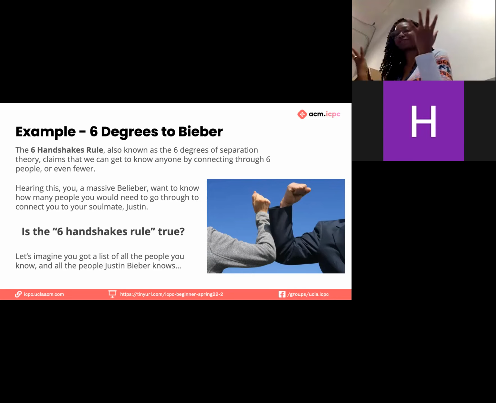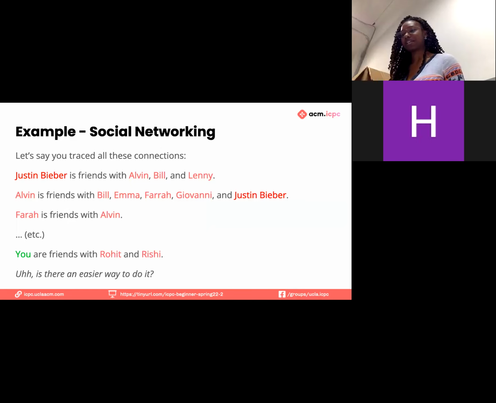Hearing this fact about the six handshakes rule, being a massive believer, you want to know how many people you would need to go through to connect to Justin Bieber. So you want to ask, for this group of people, is the six handshakes rule true? Let's imagine that you have a list of all the people that you know and all the people that Justin Bieber knows. You trace all these connections. Justin Bieber's friends with Alvin, Bill and Lenny, and then Alvin's friends with all these people. Farah is friends with just Alvin. And all the way down this list, you are friends with Rohit and Rishi.